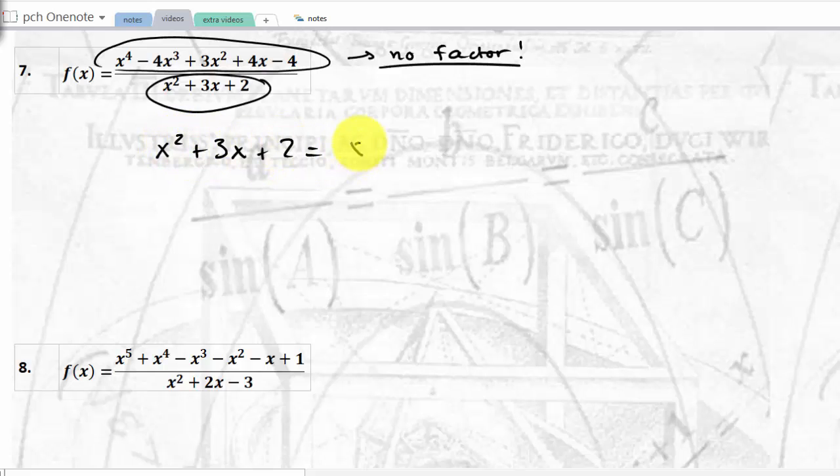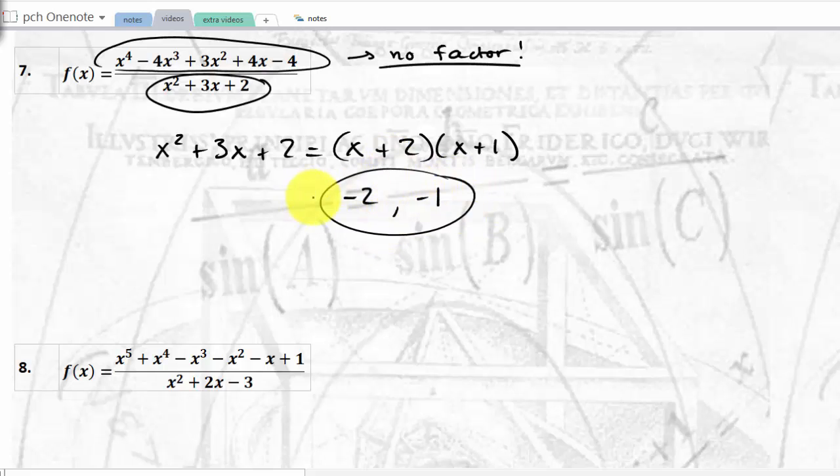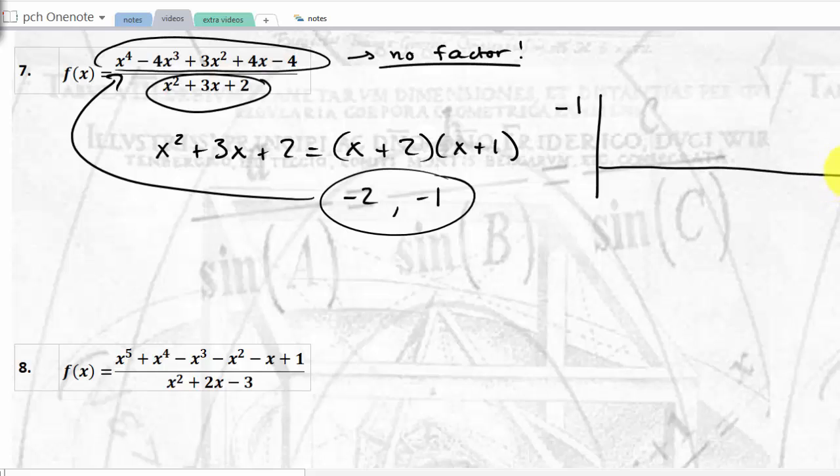So let's see. I think I know. x plus 2, x plus 1. All right, so the denominator has two zeros, -2 and -1. I just got to make sure that they don't make a 0 at the numerator. That's all. So how about we just check it out with a synthetic substitution.